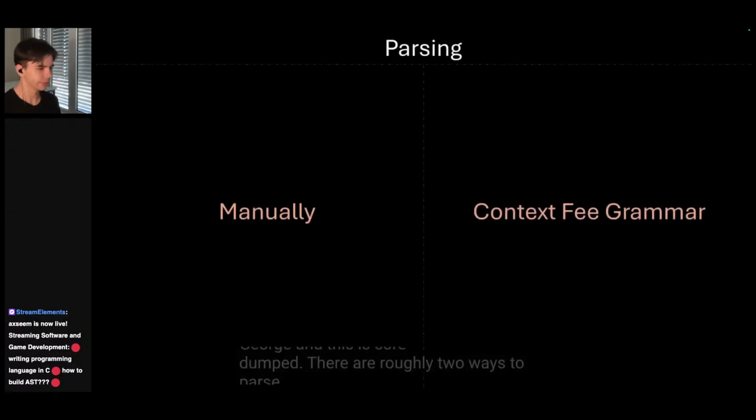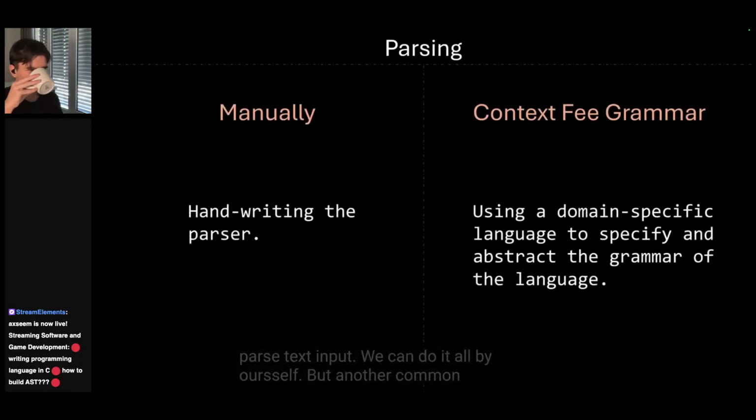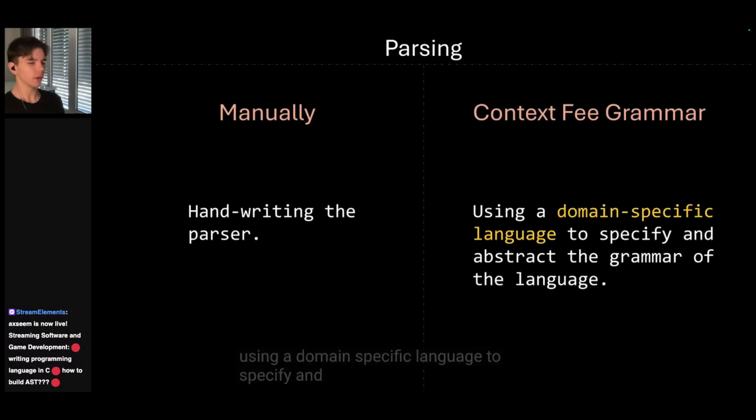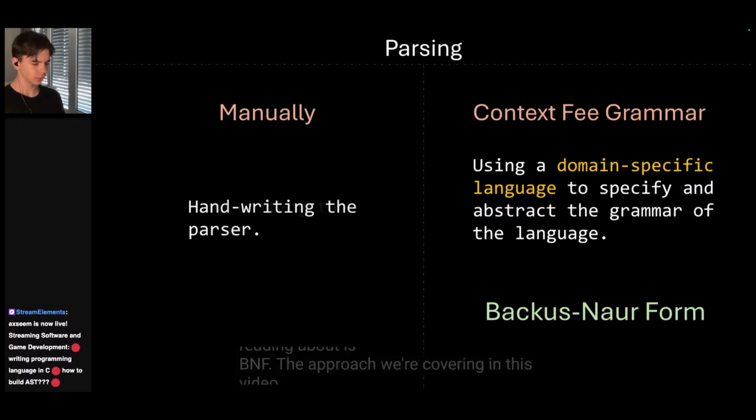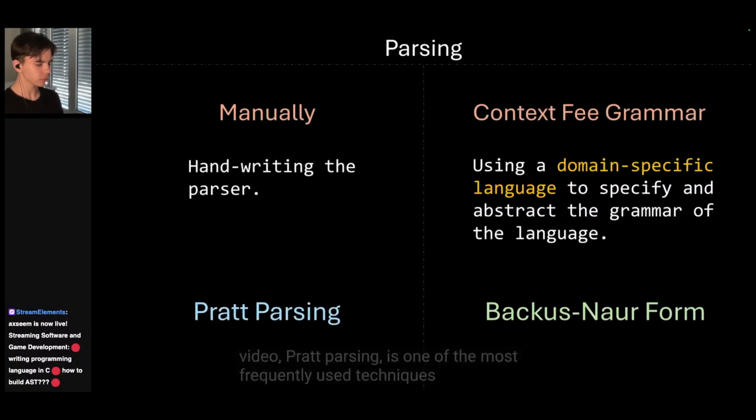There are roughly 2 ways to parse text input. We can do it all by ourselves, but another common approach is using a domain-specific language to specify and abstract the grammar of the language we are creating. Yep. A good and common example of this that I recommend reading about is BNF. The approach we're covering in this video, Pratt parsing, is one of the most frequently used techniques for handwritten parsing.